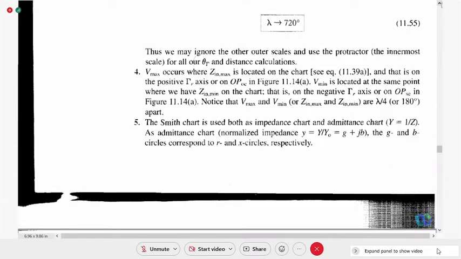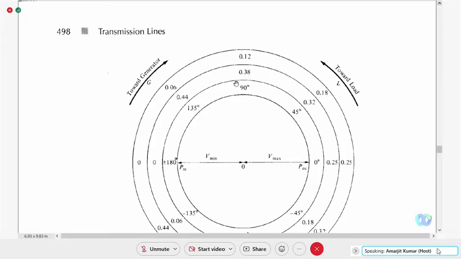So the outermost scale means we are measuring the distance on the transmission line from the generator end. If we use the outermost scale on the Smith chart, this kind of setting is done.